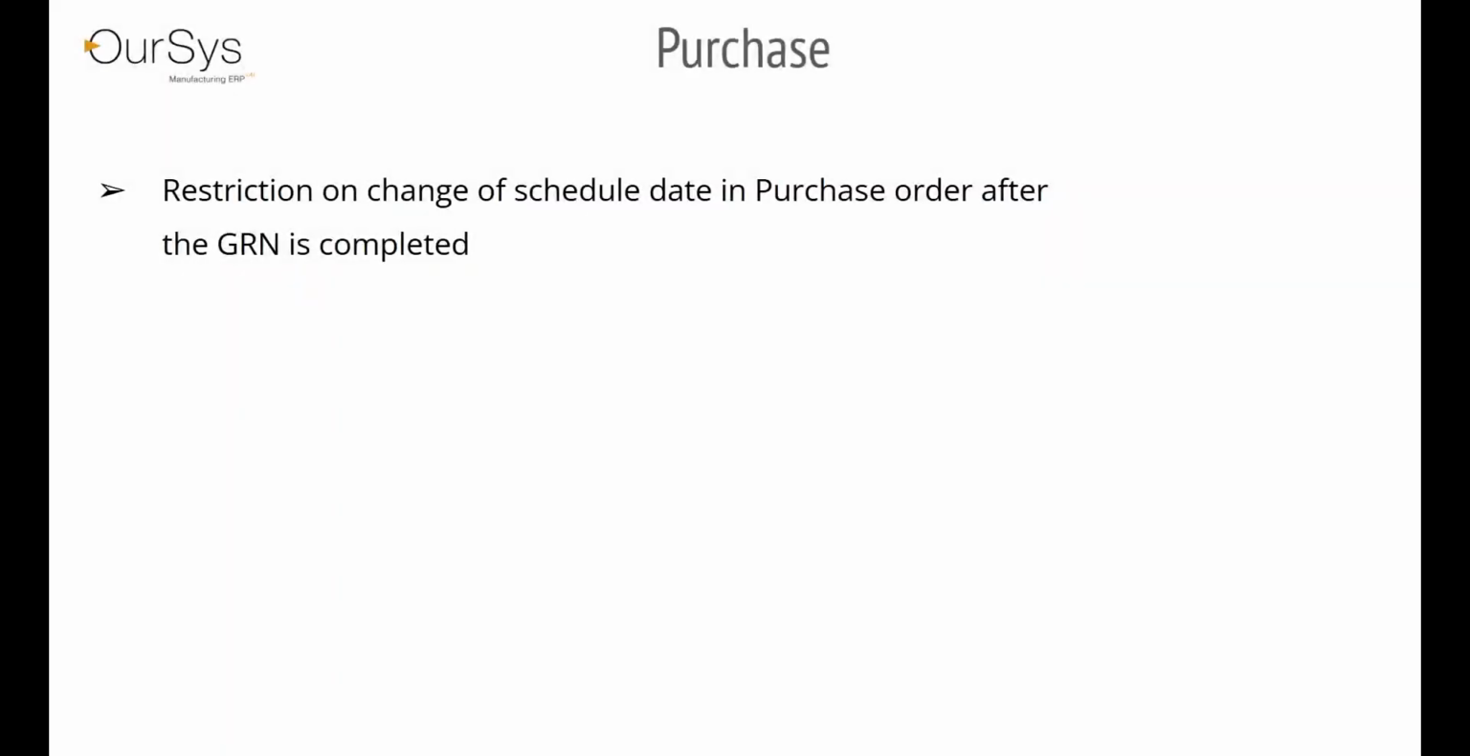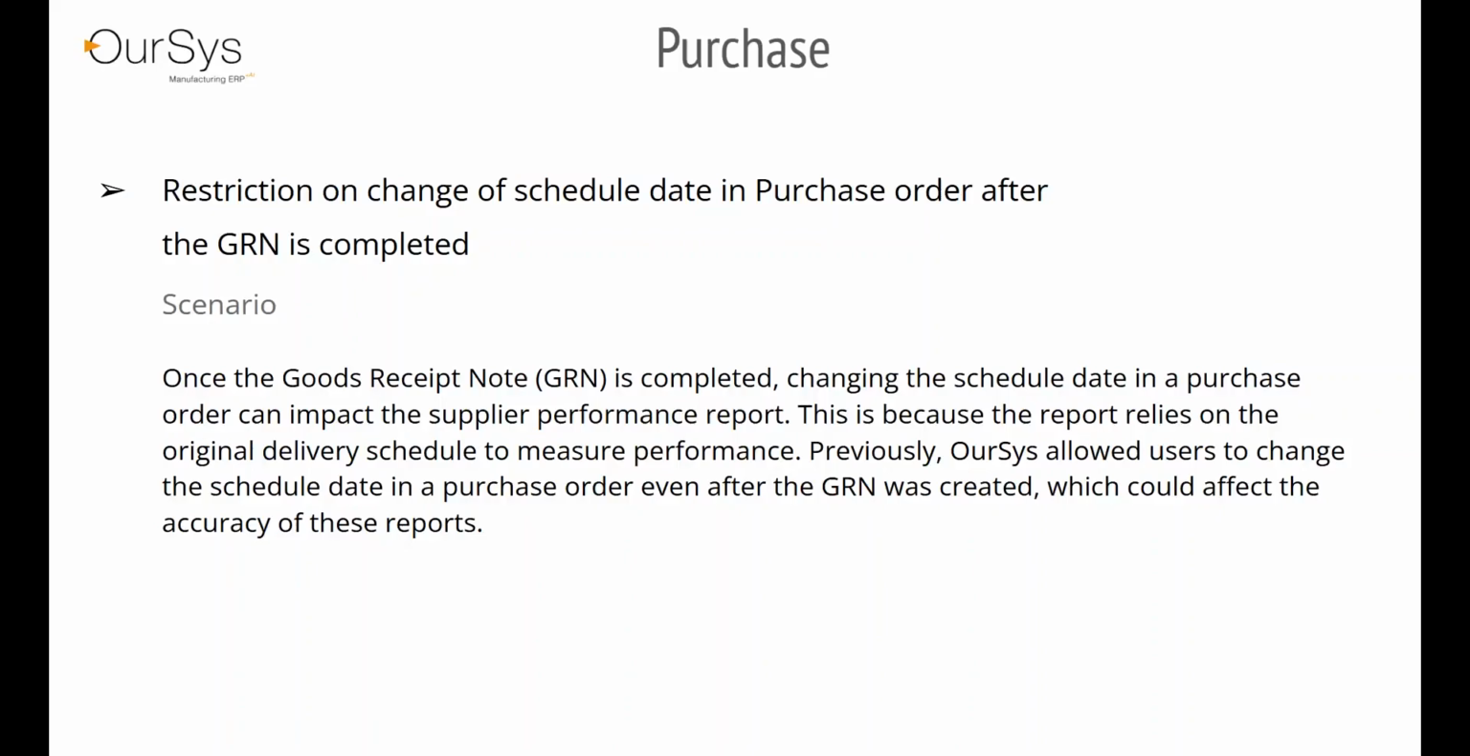Restriction on change of schedule date in purchase order after the GRN is completed. Previously, we didn't have a restriction where, if the material had been received against a purchase order, the purchase officer could still change the delivery date of the material in the purchase order schedule. This can cause an incorrect supplier performance report.